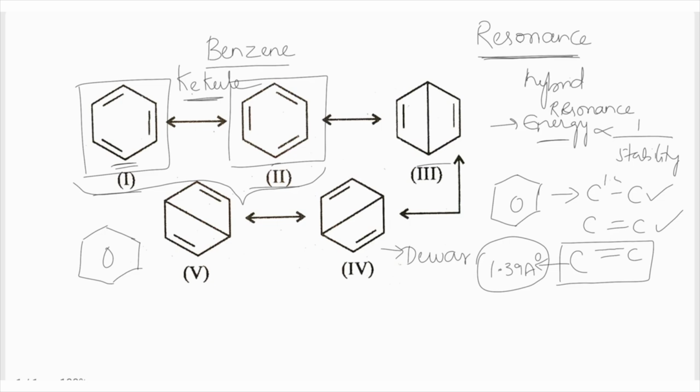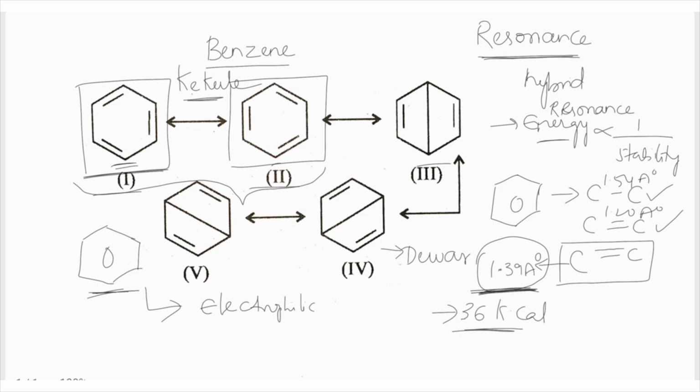For a single bond it is 1.54 angstroms. For a double bond it is 1.20 angstroms, but for benzene it is in between, less than a single bond and greater than a double bond, that is 1.39 angstroms. And the resonance energy or the energy gap between the resonance hybrid and the canonical forms is 36 kilocalories. Now because of this resonance energy, the benzene hybrid is more stable and it helps in its reactivity also, like it undergoes electrophilic substitution reactions.